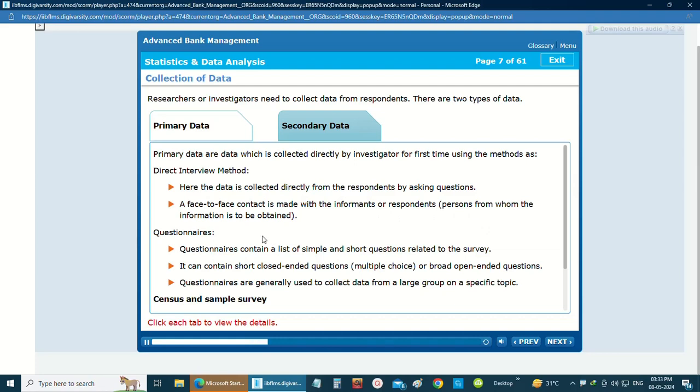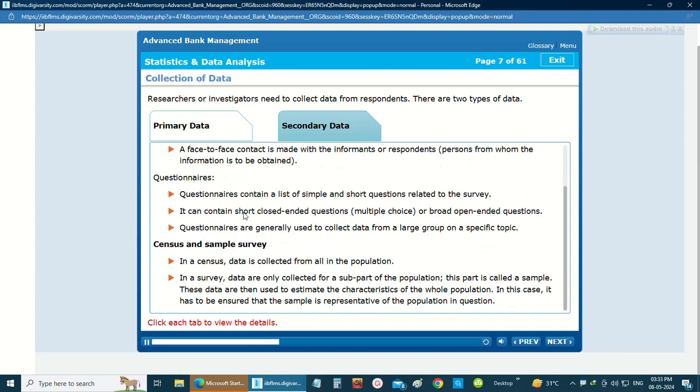Questionnaires. Questionnaires contain a list of simple and short questions related to the survey. It can contain short closed-ended questions or broad open-ended questions. Questionnaires are generally used to collect data from a large group on a specific topic.